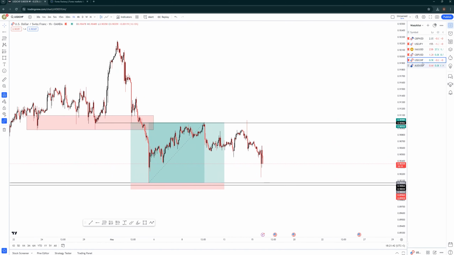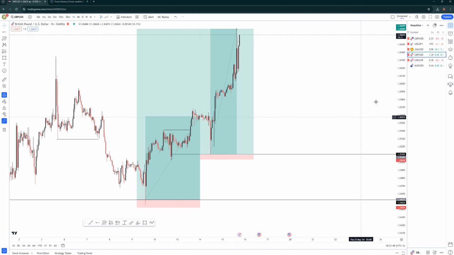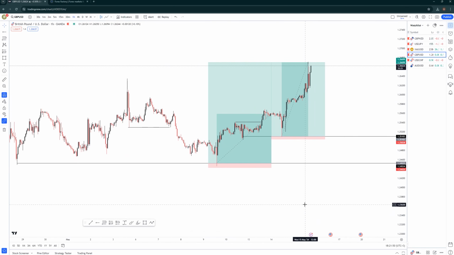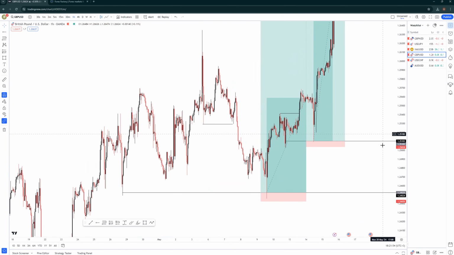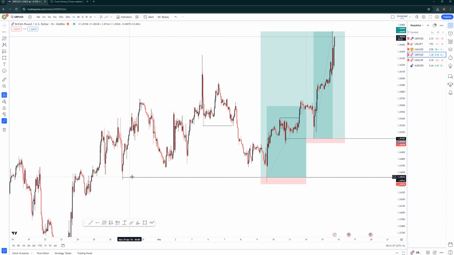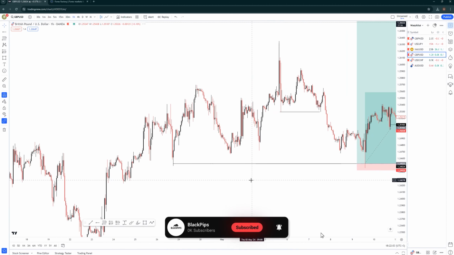But also, let's try to finish with this GBPUSD pair. GBPUSD pair, we had these two moves. We have these two beautiful setups, beautiful entries. The first one was this one, and the second was this one. So let's talk about the first one first.